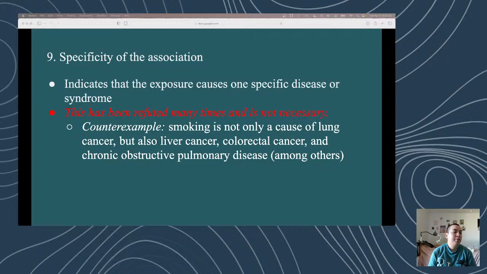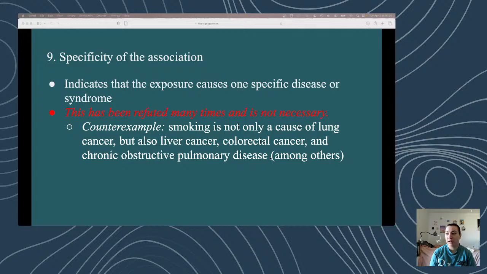Now, specificity of the association, and in bright red italics, I have that this has been refuted many times and is not necessary, but originally Bradford Hill posited that they had to be specific, that one exposure causes one specific disease, which we know is not true. Smoking is not only a cause of lung cancer, but also liver cancer, colorectal cancer, COPD, among others.